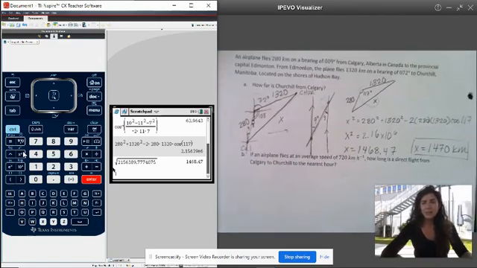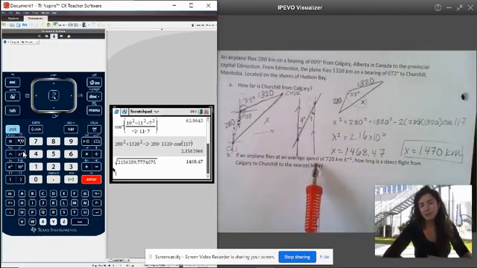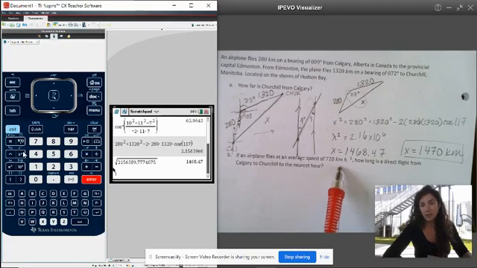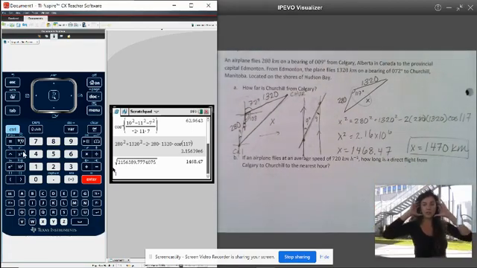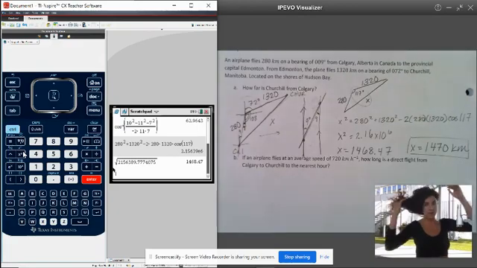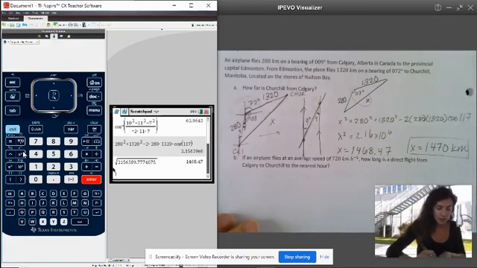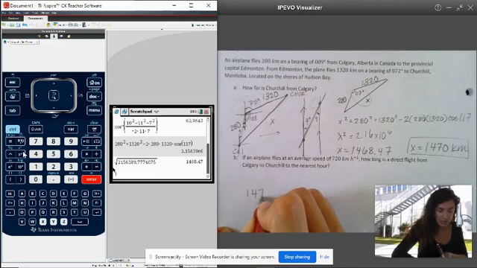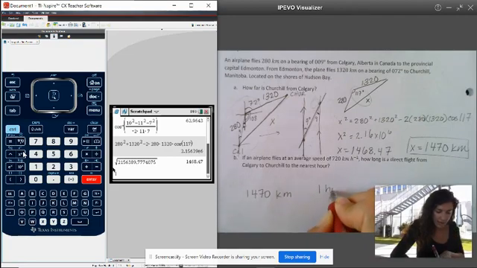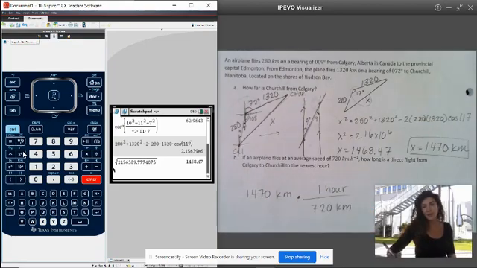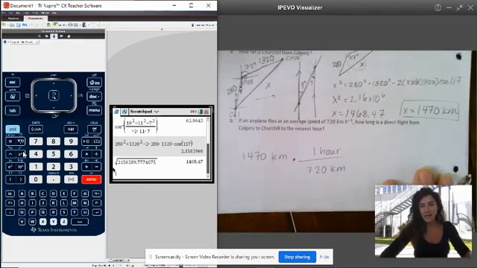Okay, if an airplane flies at an average speed of 720 kilometers per hour, how long is a direct flight from Calgary to Churchill to the nearest hour? So if we're talking about 1,470 kilometers, and it takes 1 hour to fly 720 kilometers, we then can solve it in that way.